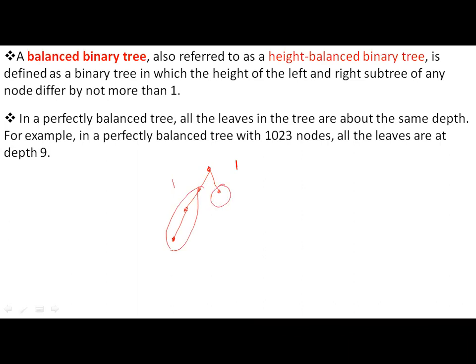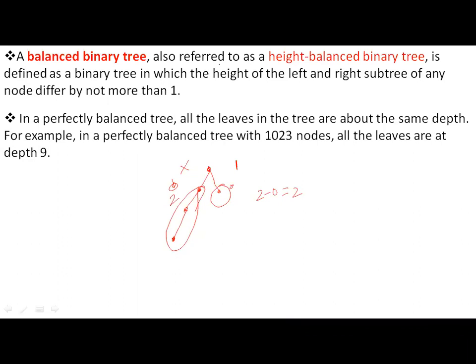What is the height of the left subtree? Now this is the starting node for this subtree. So 1, 2. Okay, so the height of this subtree is 2. Here this is 0. So 2 minus 0 is equal to 2. Since the height of the left subtree minus the height of the right subtree is more than 1, you say that this tree is not a height balanced tree.